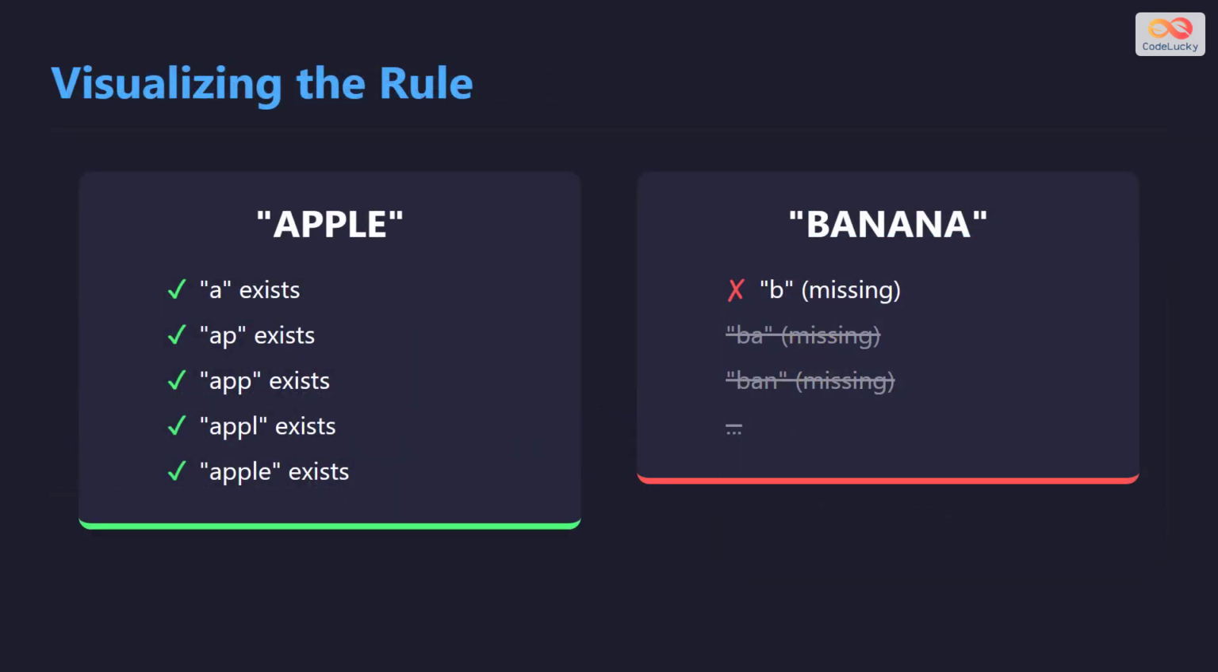Let's visualize this to make it crystal clear. Look at the word apple. For apple to be a valid answer, the dictionary must contain a, ap, app, and appl. If any of these intermediate prefixes are missing, like in the banana example where the single letter b is missing, then banana cannot be built according to the rules.